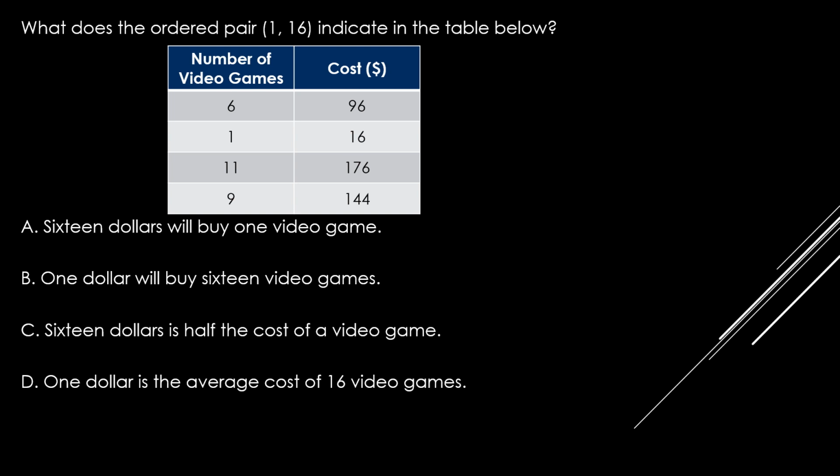Alright, so what does the ordered pair 1, 16 indicate in the table below? So it looks like the number of video games. So if I'm getting one video game, I'm going to have to pay $16. So $16 will buy me one video game.